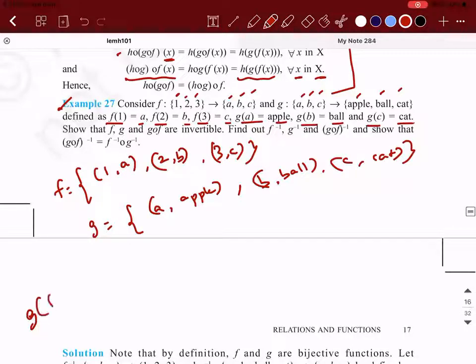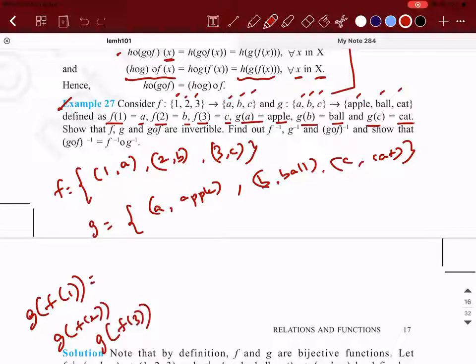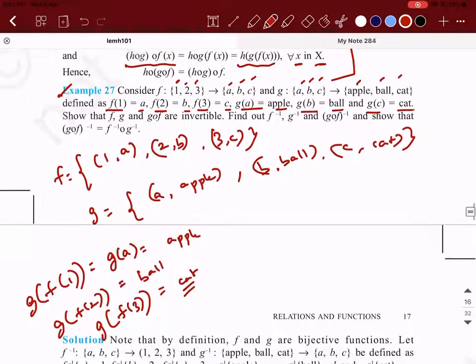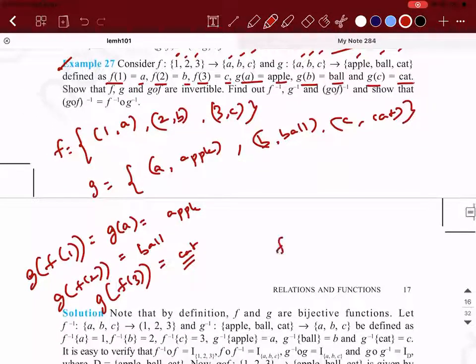g circle f. So g of f of 1, g of f of 2, g of f of 3. g of f of 1 is g of A, and g of A is apple. Otherwise, this one will be cat. That's it. So all these three are invertible. Find f inverse. You can do this: (A,1), (B,2), (C,3). Similarly, g inverse is (apple,A), (ball,B), (cat,C). And (g circle f) inverse is (apple,1), (ball,2), (cat,3). That's it, no?